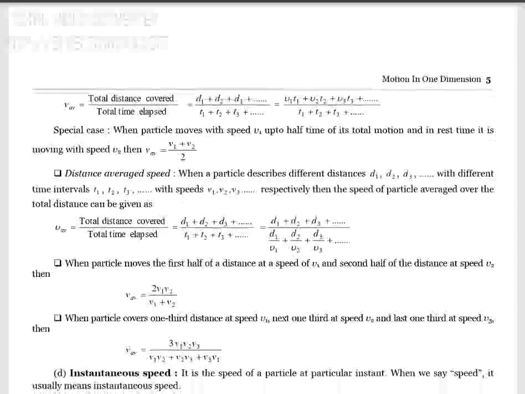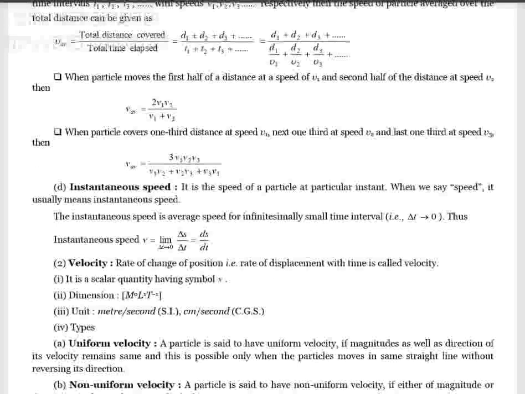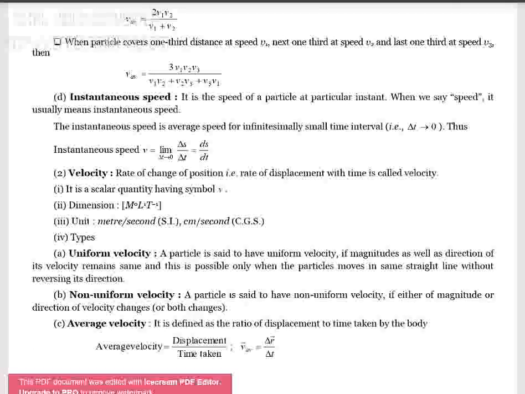The other thing is instantaneous speed. Instantaneous speed is the speed of an object at some particular instant of time. That means when we take the change in t, v is equal to change in s over change in t, and this change in t goes to approximately 0. At a point the change becomes 0, therefore the speed of an object at a point is named instantaneous speed.